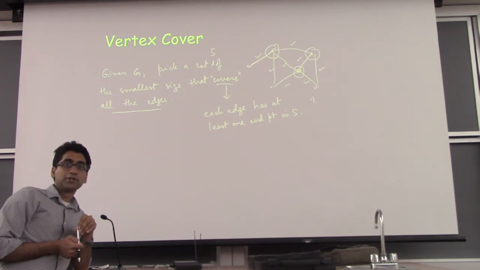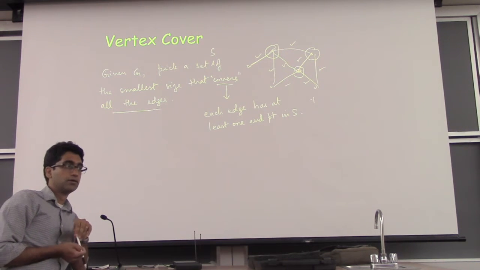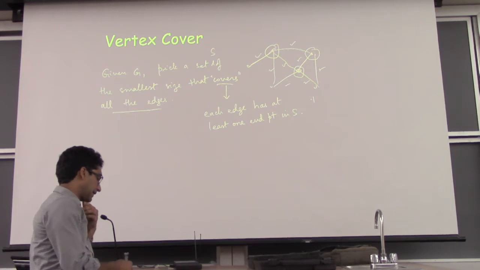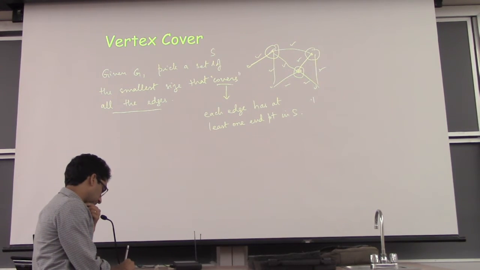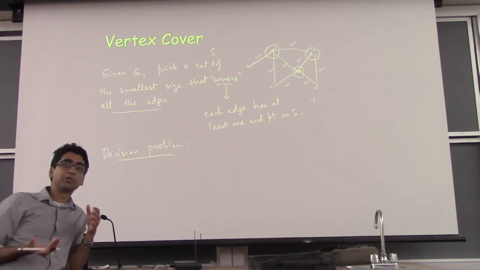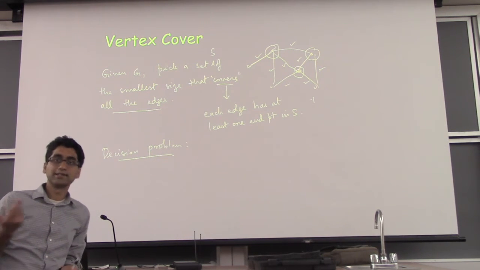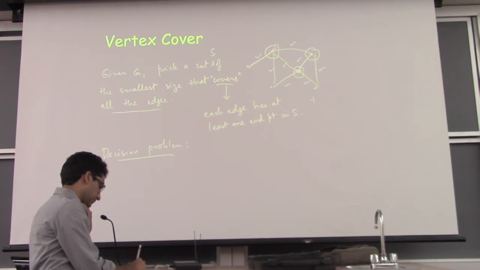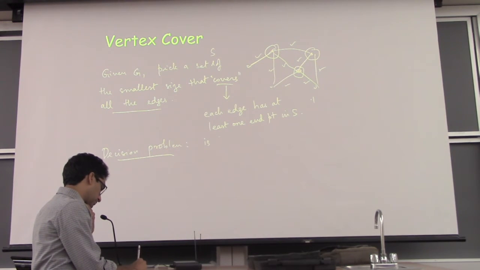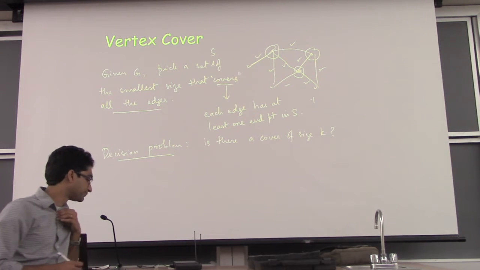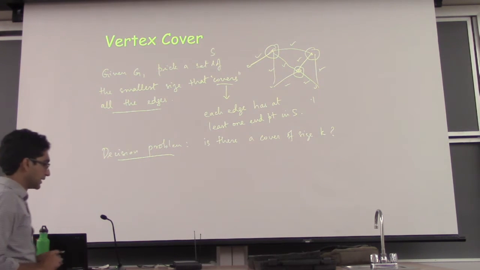So, questions about the definition? And again, you can make this a decision problem. For the decision problem, you can always say the same thing. You say, is there a vertex cover of size at most k, or size equal to k, for simplicity.